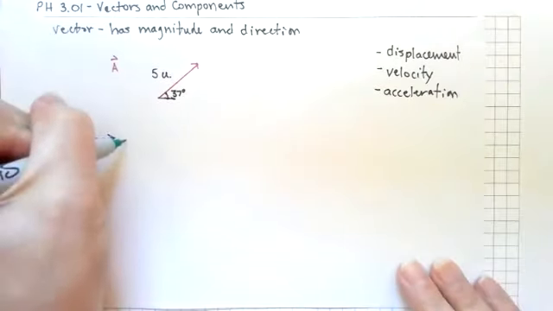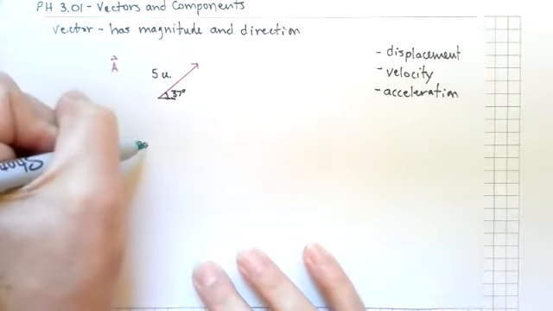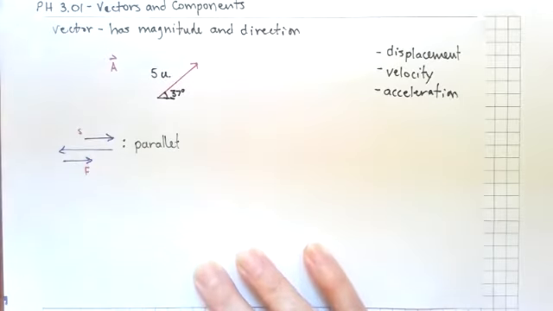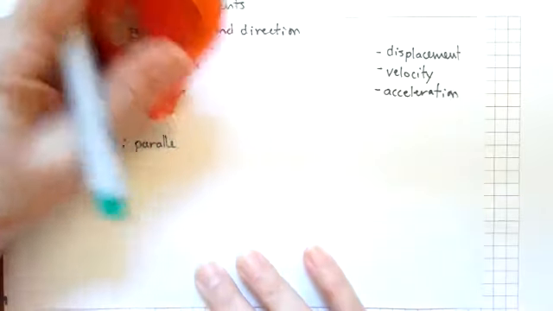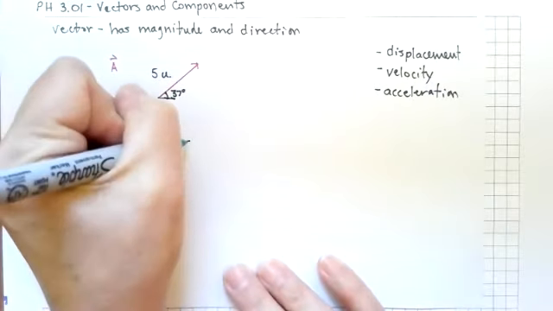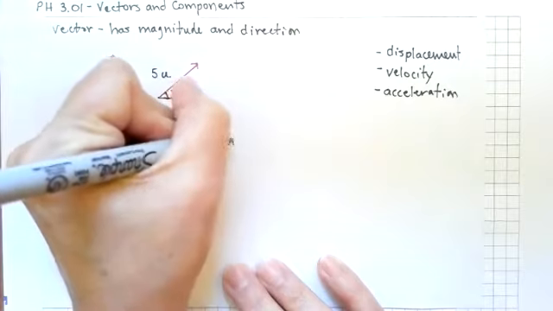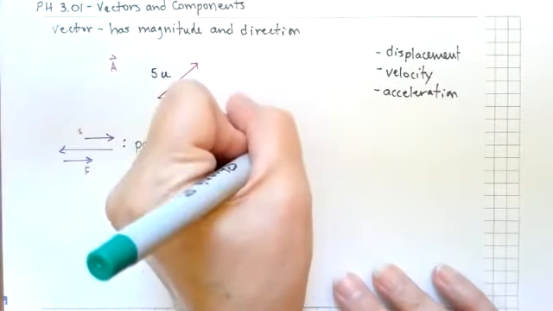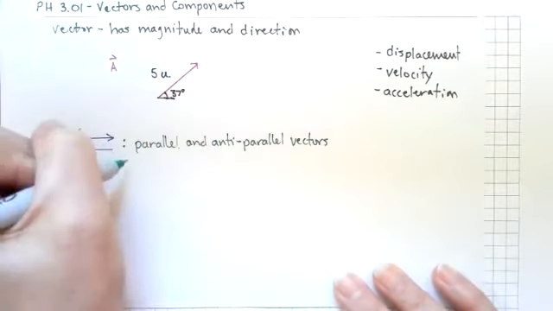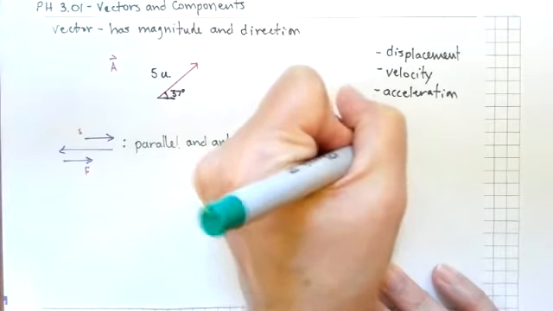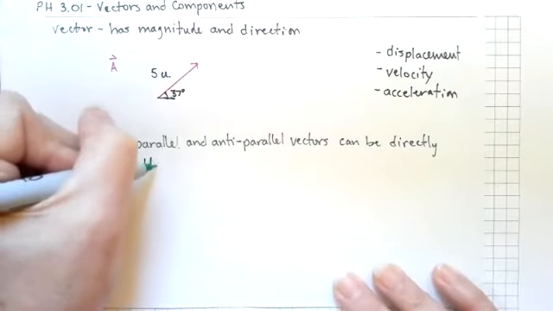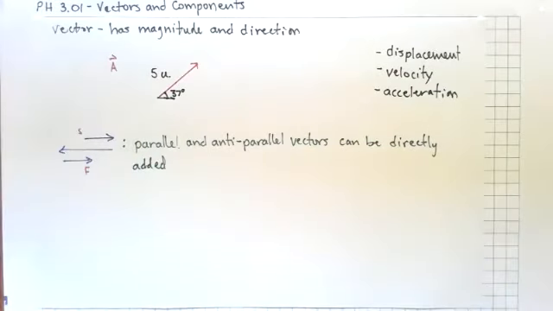And as it turns out, these are parallel, and this is called anti-parallel. Parallel and anti-parallel vectors can be directly added. We haven't really thought about it too much because everything we've done has been parallel and anti-parallel.